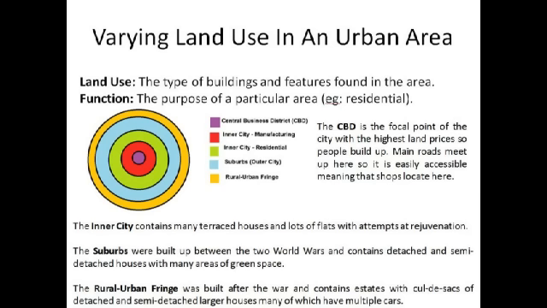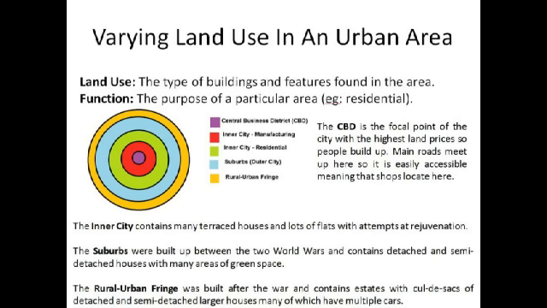This is an image of the Burgess model, which shows the varying land use in an urban area. Land use is the type of building and feature found in the area, so central business districts in the centre, then you've got the inner city manufacturing, inner city residential, outer city suburbs, and then the rural urban fringe, which is when people are like, oh, we don't know whether to go countryside or busy cities, so they sort of go in the middle. And each area tends to have a particular function, and that could be residential, recreational, shopping, factories, that sort of thing.